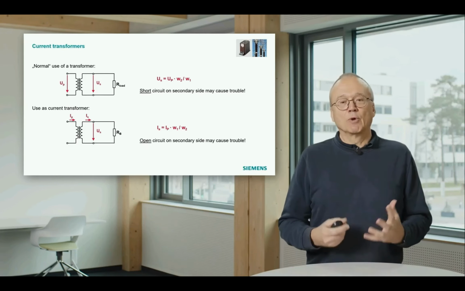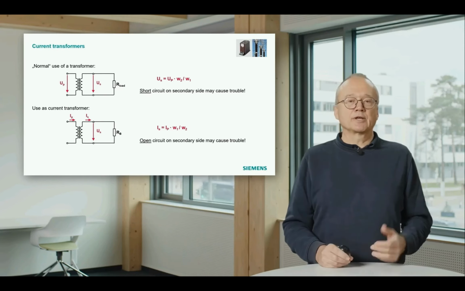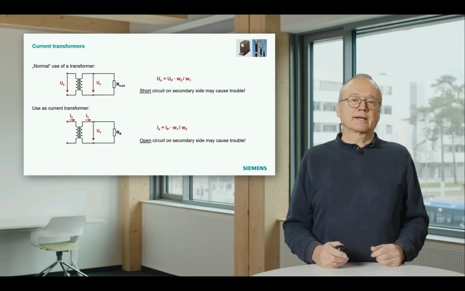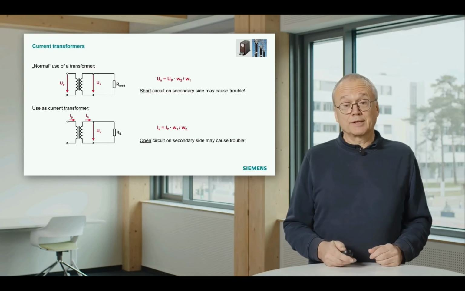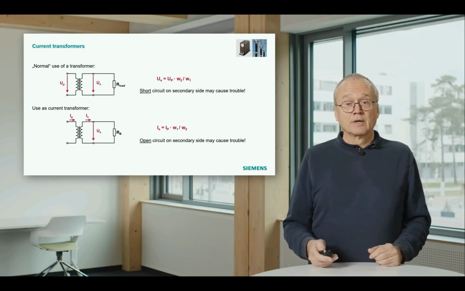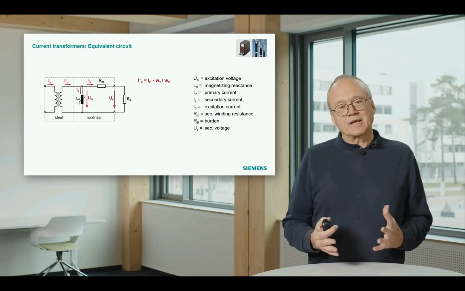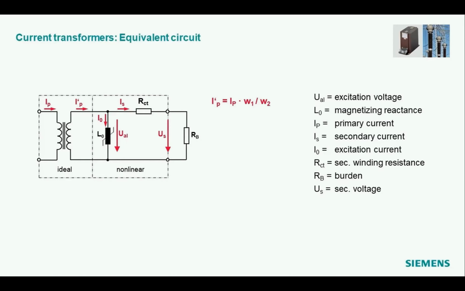This is a model with really an ideal current transformer, which does this transformation from primary to secondary just in an ideal way, taking into account the winding ratio. Unfortunately, the world is not that ideal. So in reality, the equivalent circuit for such a transformer looks a bit different.